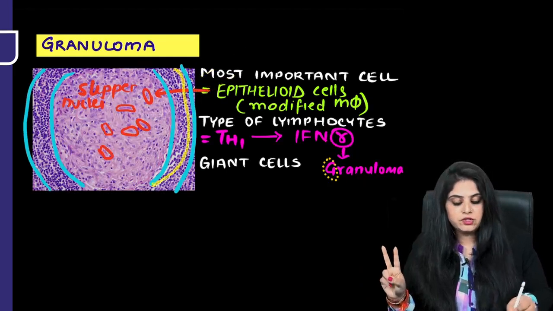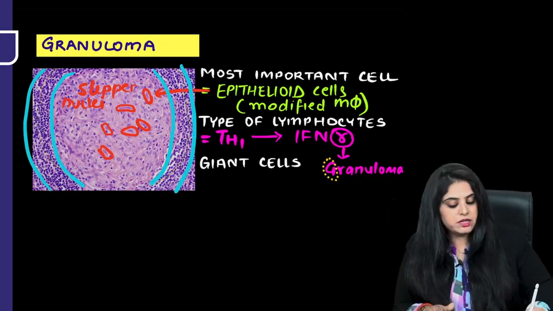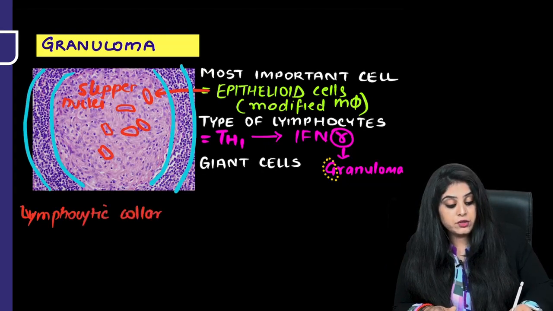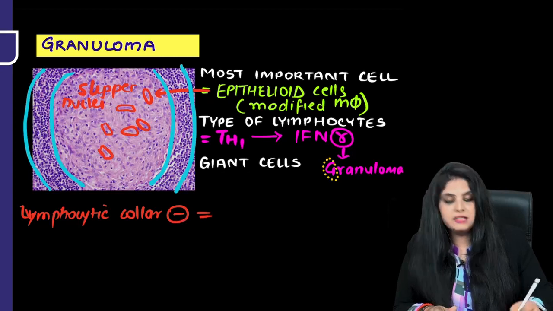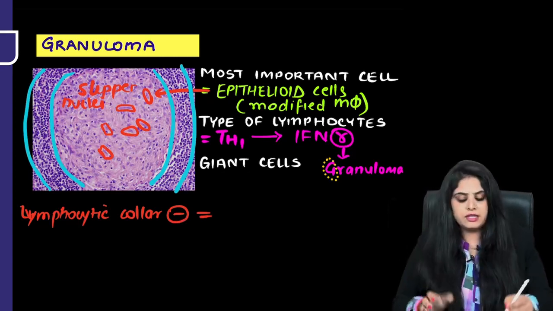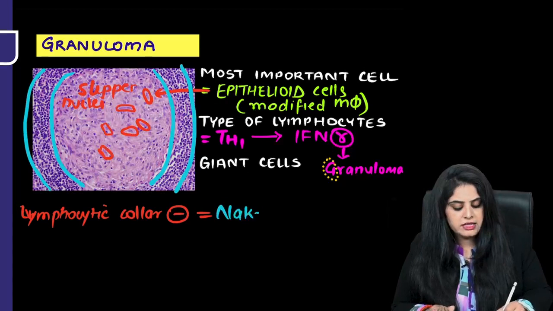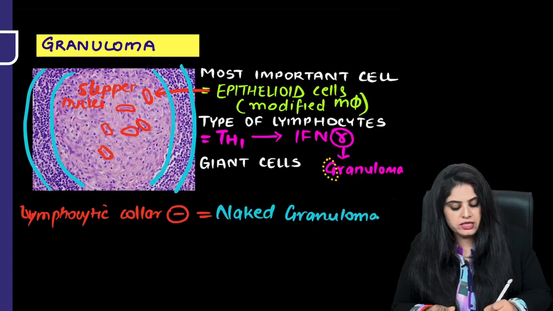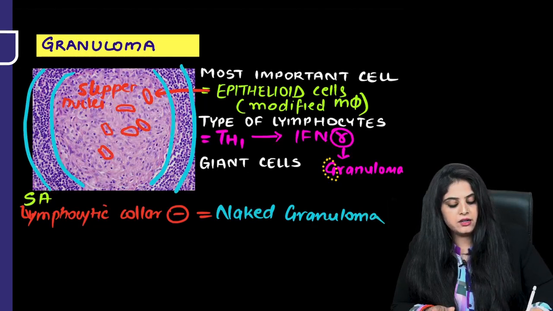Second, I've shown you the lymphocytic collar. Now let me ask you a theoretical question. I had taught you that if this lymphocytic collar is absent, what disease is it? It is sarcoidosis. Lymphocytic collar absent means collar, clothing is not there. The granuloma is naked. It is a naked granuloma. And which condition shows you naked granuloma? It is sarcoidosis. Very important point.